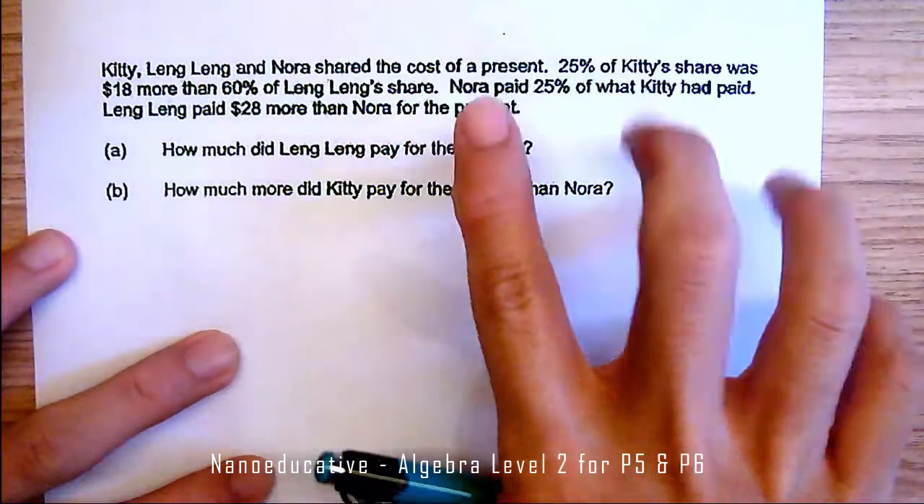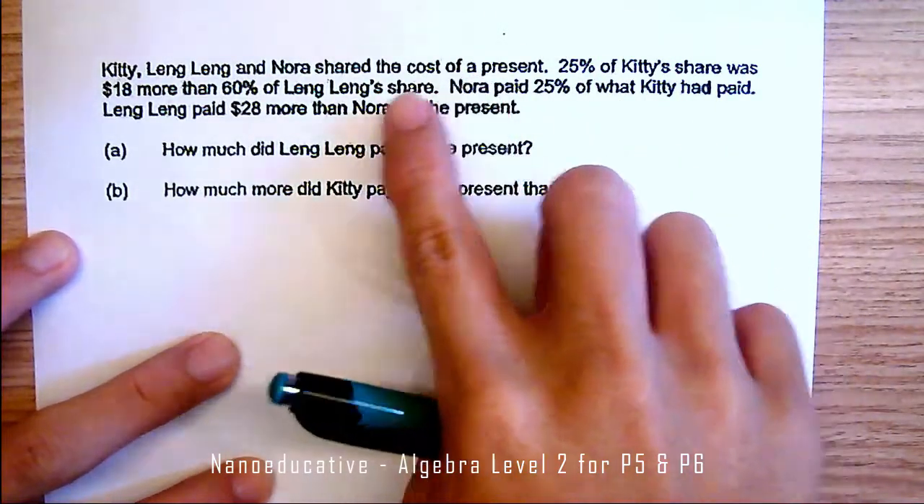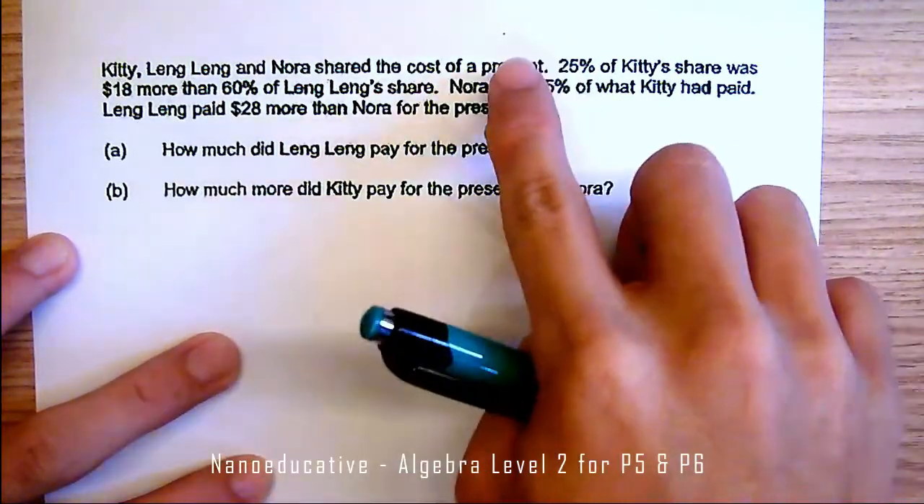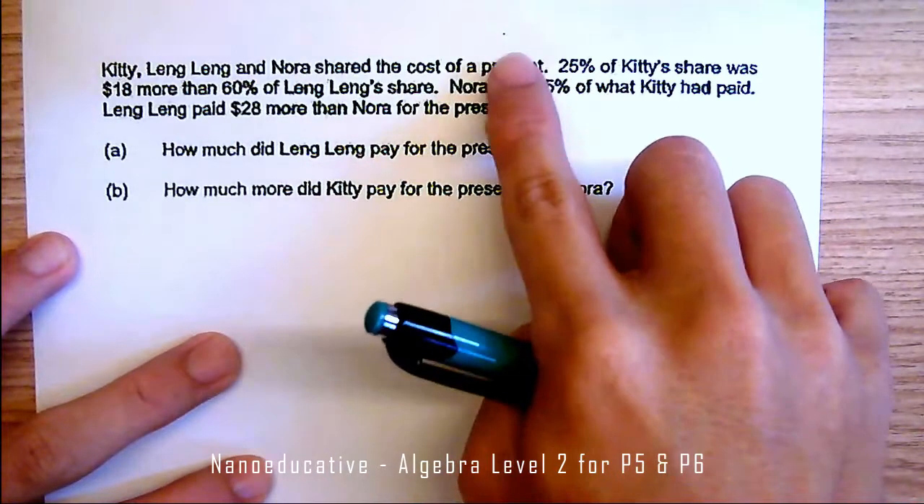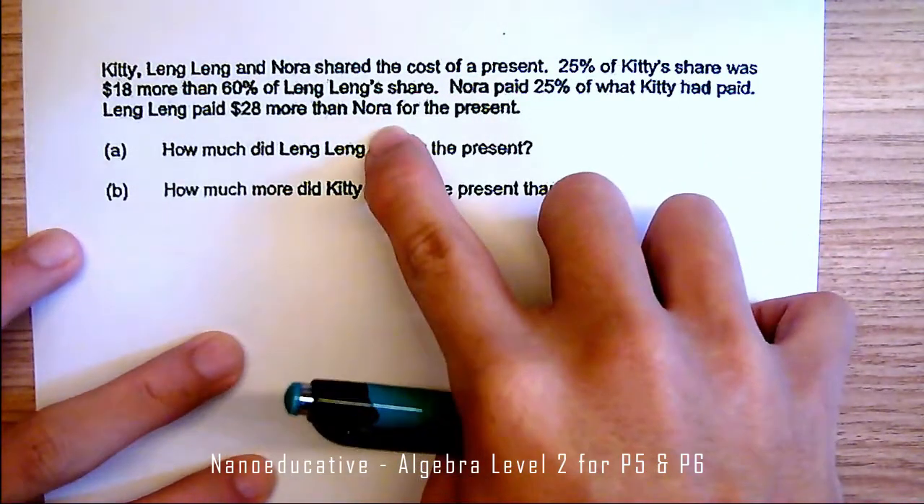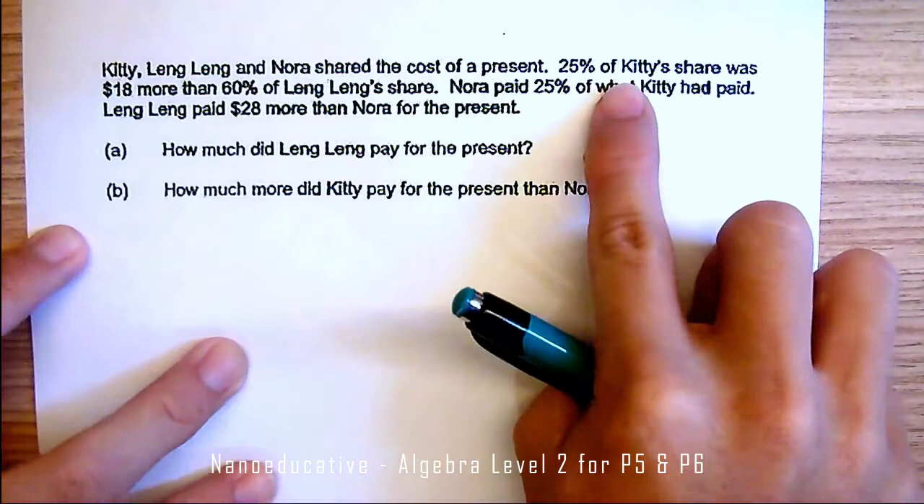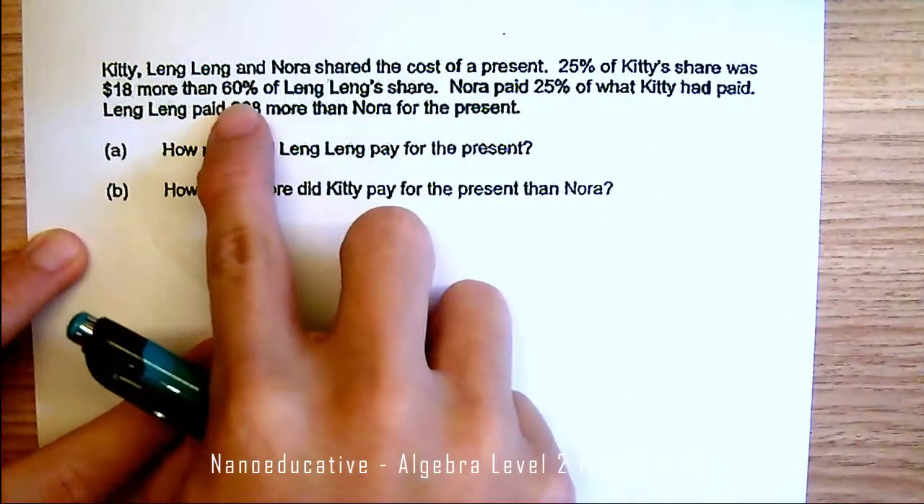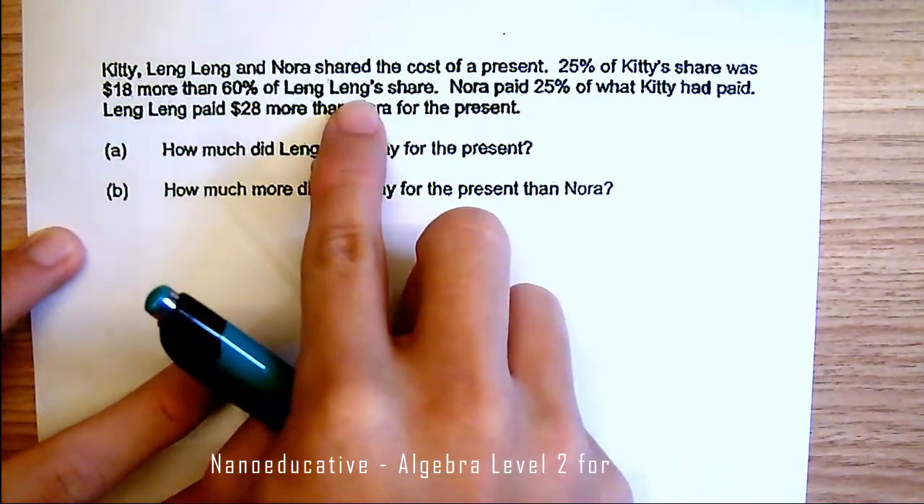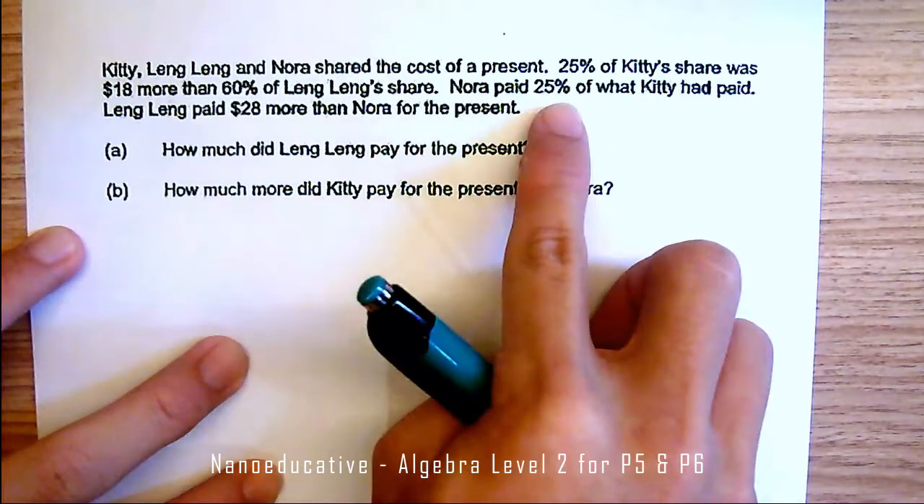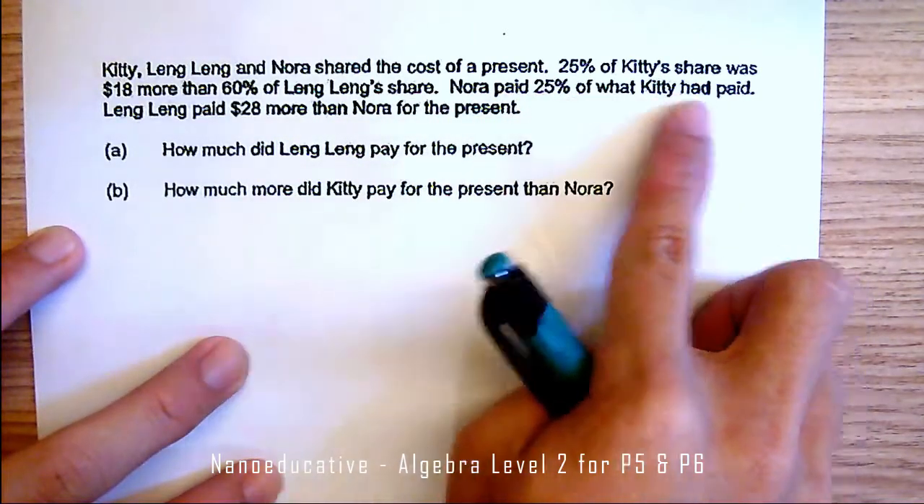Okay, pause. This is already confusing enough. Do not bother going to the question first. Try to understand this logic before you even go down to the question. Now, they said that 25% of Kitty's share was $18 more than 60% of Ling Ling's share. Then they said that Nora paid 25% of what Kitty had paid.